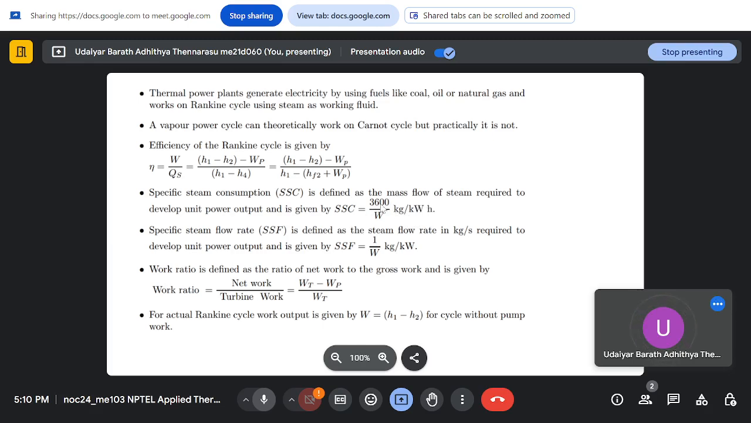So 3600 to convert into hours, divided by work. So basically your specific steam consumption is, for getting 1 kilowatt of power, how much mass has to be supplied. So 1 by W. Here, converting from seconds to hours, you are multiplying by 3600. So the specific steam flow rate is now in terms of seconds. So kg per kilowatt is 1 by W.